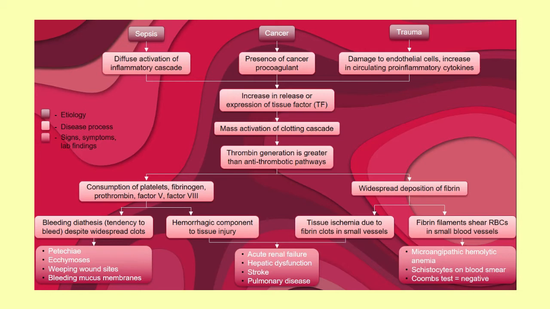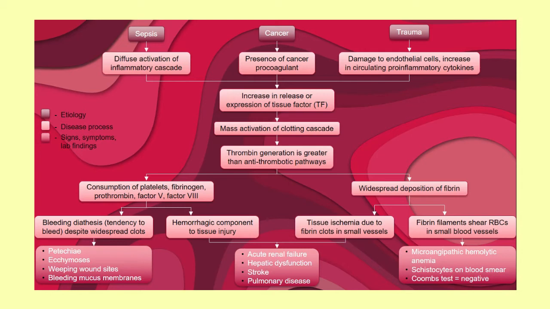So sepsis can cause diffuse activation of the inflammatory cascade. Cancer, on the other hand, causes the presence of cancer procoagulant. Trauma damages endothelial cells, which increases the circulating pro-inflammatory cytokines. All of this instigates the increase in release or expression of tissue factors. This release of tissue factors starts the mechanism of a mass activation of the clotting cascade.